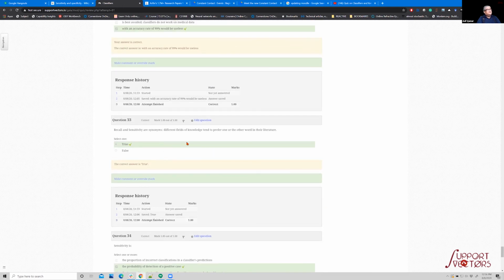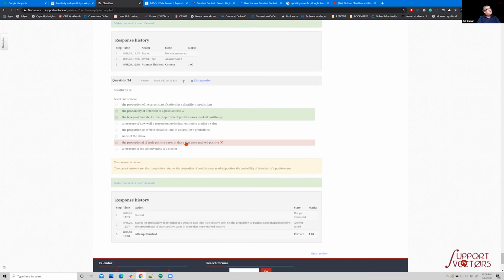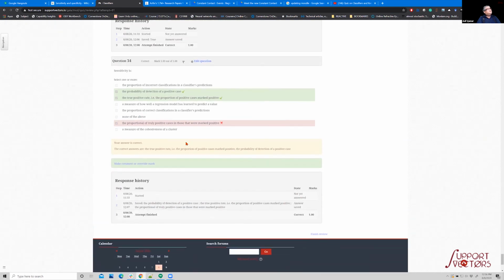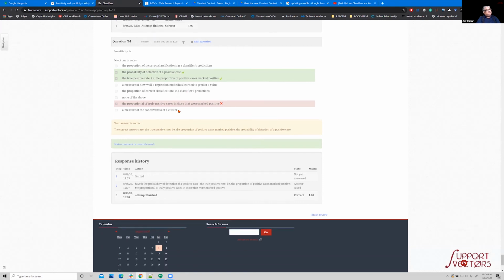Recall and sensitivity are synonyms. Yes, that is true. And finally, the last question. Sensitivity is the probability of detection of a positive test case. That is what sensitivity is. If you are positive, what is the probability that you will be marked as positive? It is also the true positive rate, the proportion of positive cases. How many did you catch? These are essentially the moment in the frequentist framework. This probability is literally defined by this statement, the equivalent statements.